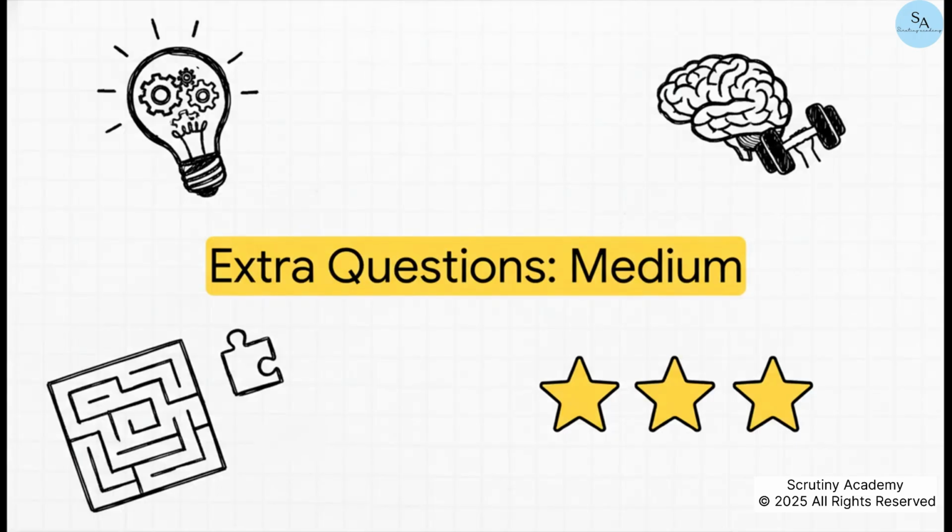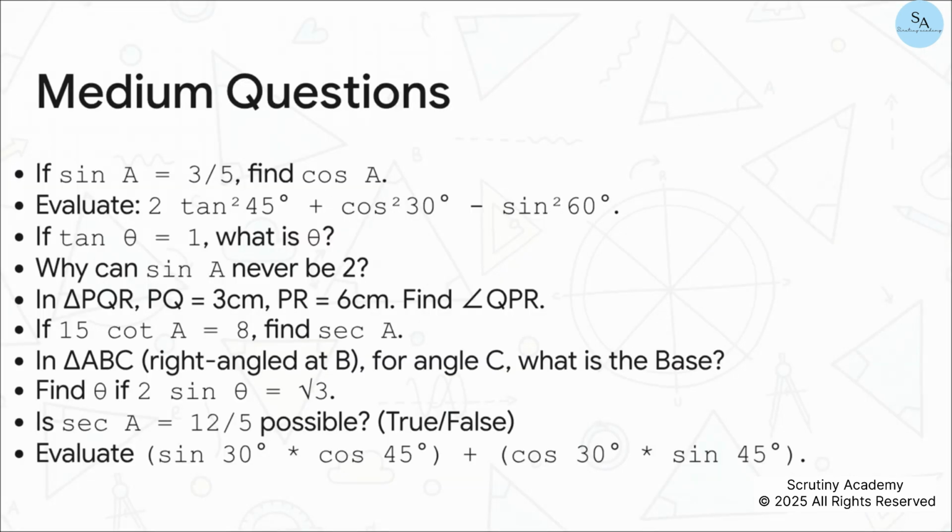Okay, feeling good? Let's turn up the heat just a little. These medium questions will make you combine a couple of ideas. They're not super hard, but you'll have to think a bit more. So for these, you're going to need Pythagoras, you're going to need that table of values, and you're going to have to really connect the dots between the sides and the angles.